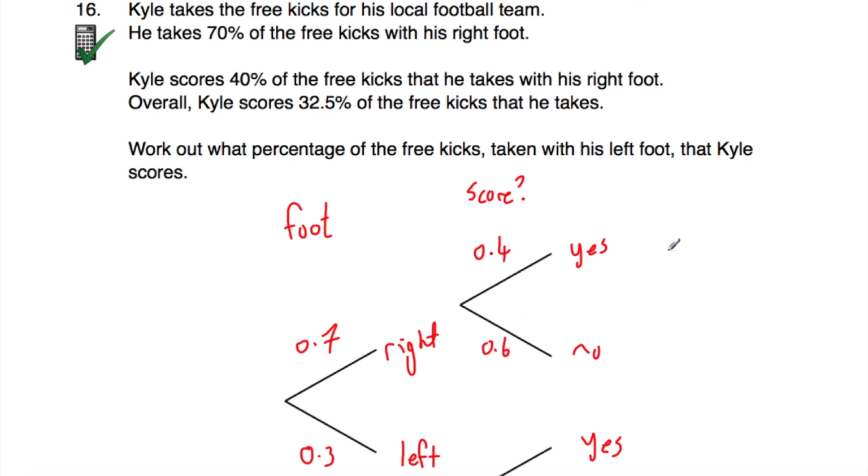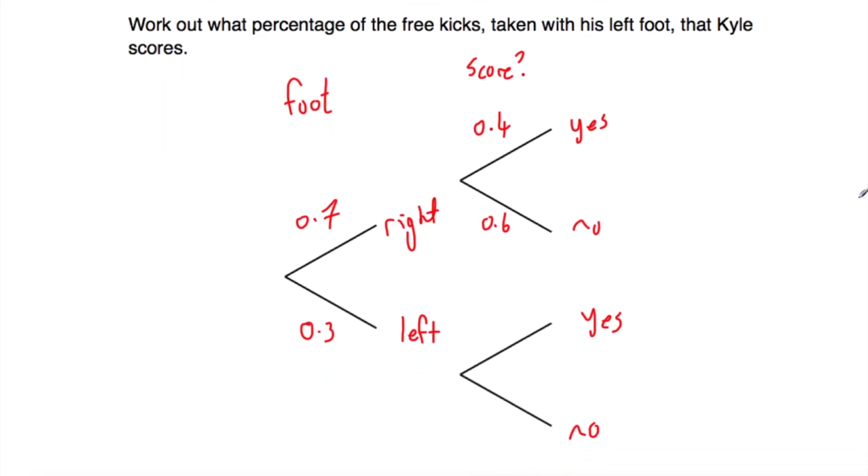So we've now filled out that branch, and then we're told that overall he scores 32.5% of the free kicks that he takes, and we've been asked to work out the percentage of the free kicks taken with his left foot that Kyle scores. So I'm going to call that Y. So that Y represents the percentage of free kicks that he takes with his left foot that he scores.